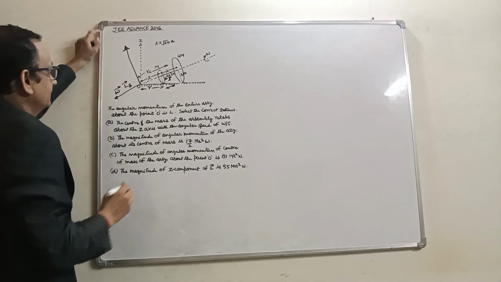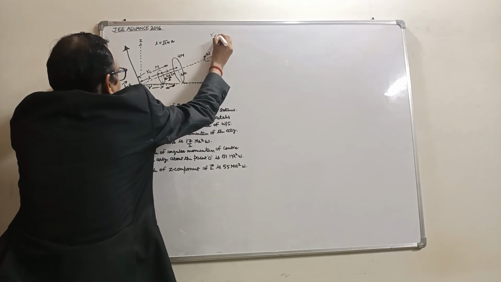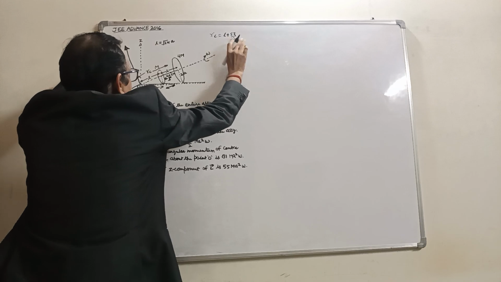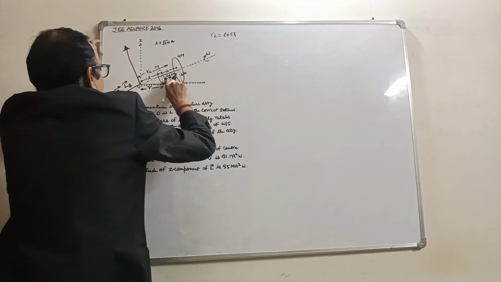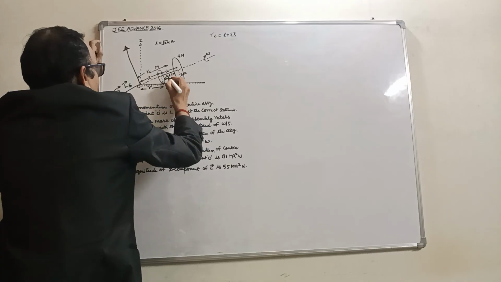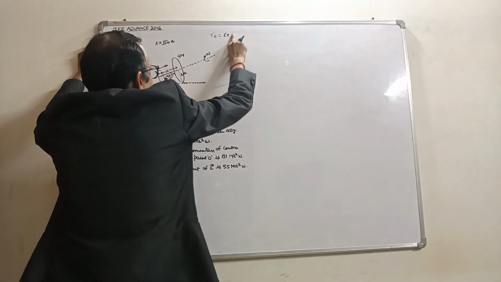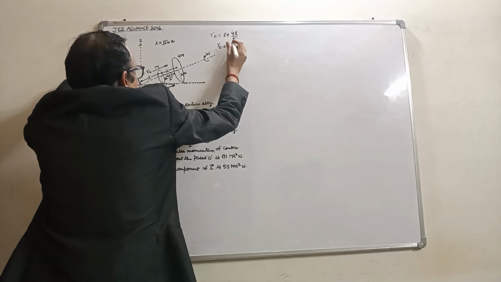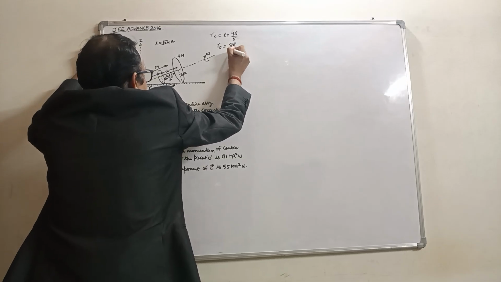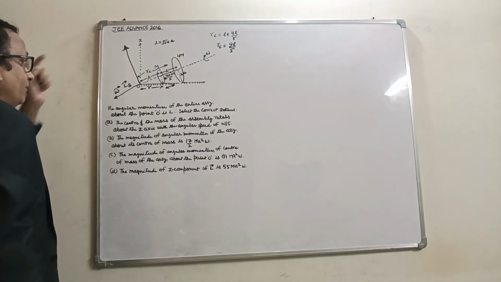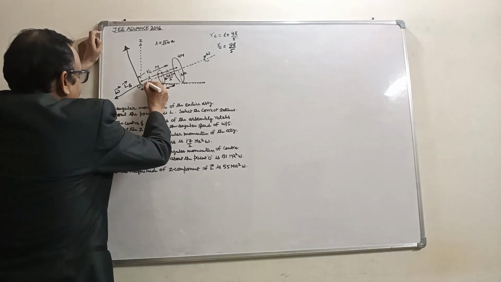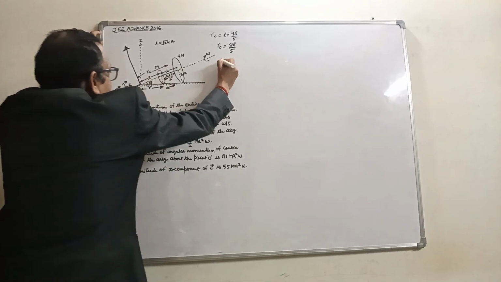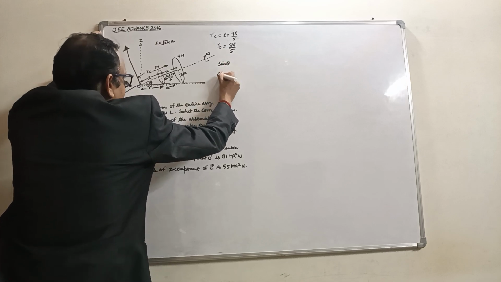So RC would be L plus 4L by 5. So this becomes 4L by 5, so RC becomes 9L by 5. In the first option, let's say this angle is theta. So we find here sin theta and cos theta.